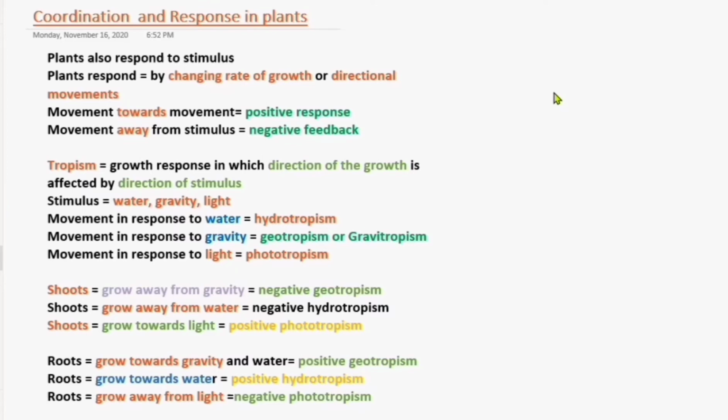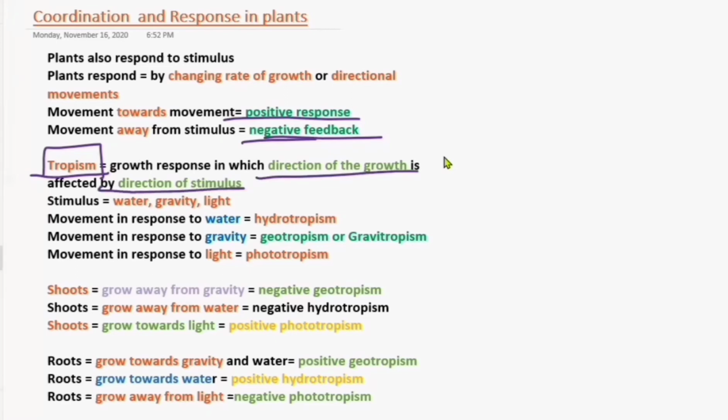The stimulus can be light, water, air, soil, gravity, anything. If any part of the plant is moving towards the stimulus, we say that it is showing a positive response or positive movement. And if any part is moving away from the stimulus, then we say that it is showing a negative response. The movements shown by plants, or the rate of growth, are known as tropism. It is a growth response in which one part of the plant may grow at a faster rate than the other, and the direction of growth is affected by the direction of the stimulus.